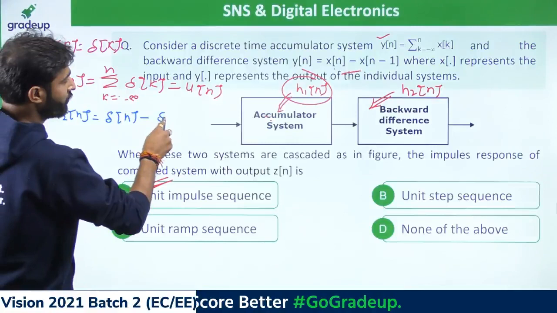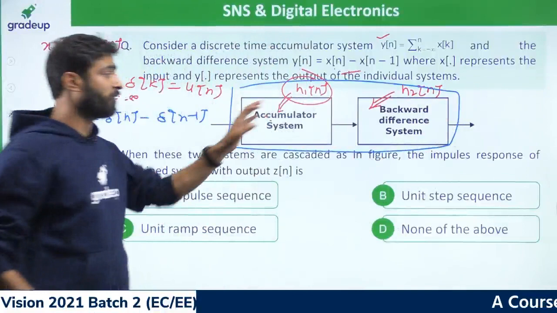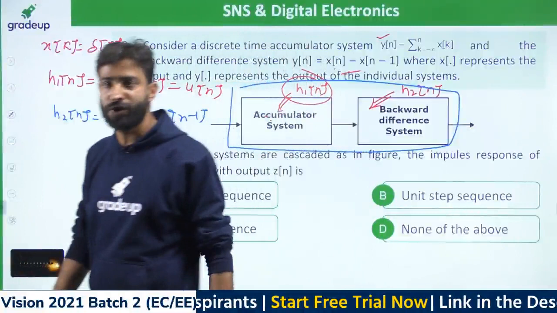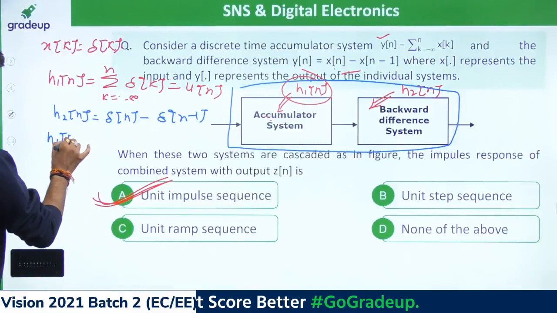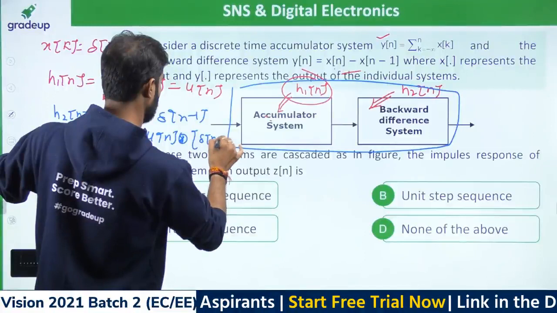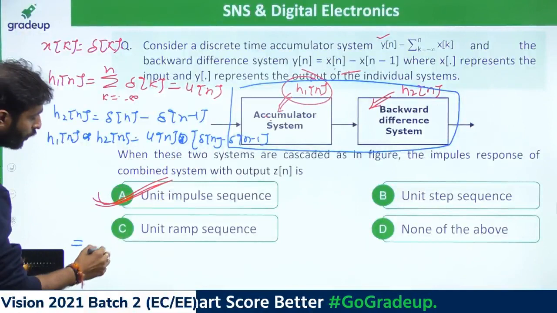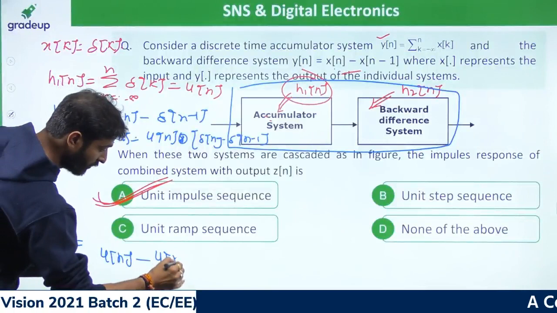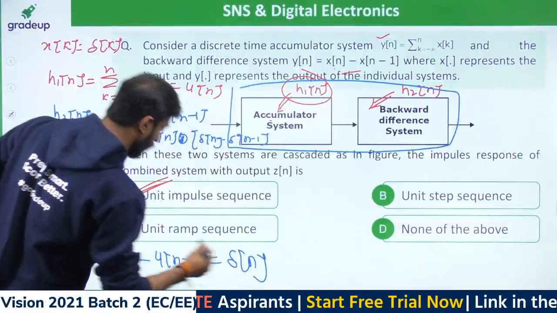Now, for the overall system, whenever the systems are in cascaded form, we have to do the convolution. So we convolve h1 of n with h2 of n. So we can say that u of n convolved with delta of n minus delta of n minus 1. If you convolve these, delta of n convolved with u of n gives u of n, minus delta of n convolved with u of n minus 1, which gives u of n minus 1. And u of n minus u of n minus 1 is just delta of n. So of course, the correct answer is the impulse sequence.